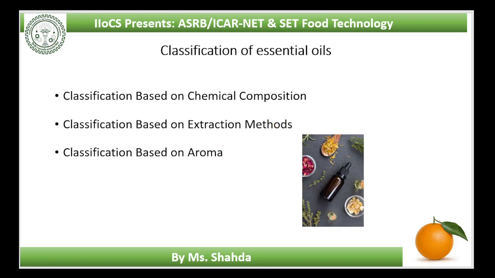Essential oils can be classified in several ways based on their different methods of extraction, chemical composition, notes, aroma, etc. Classification based on chemical composition. There are numerous chemicals that can be found in essential oils that are present in different plants. Citrus and pine contain hydrocarbons, which are made up of only carbon and hydrogen atoms.